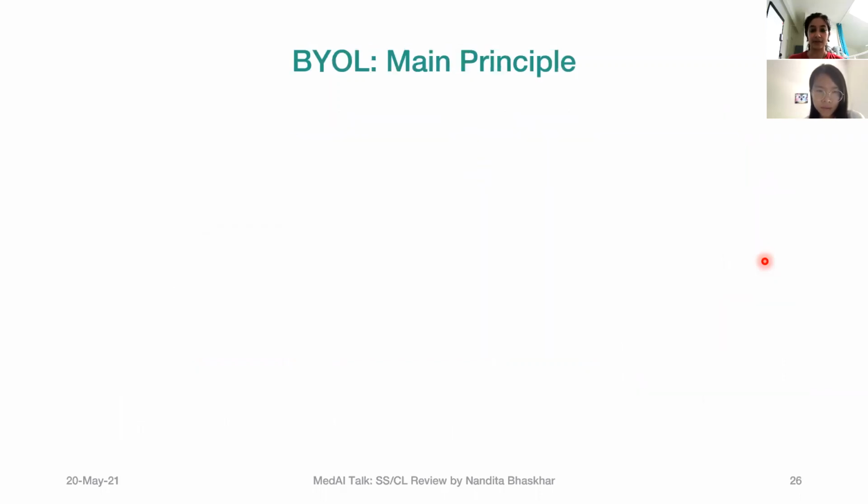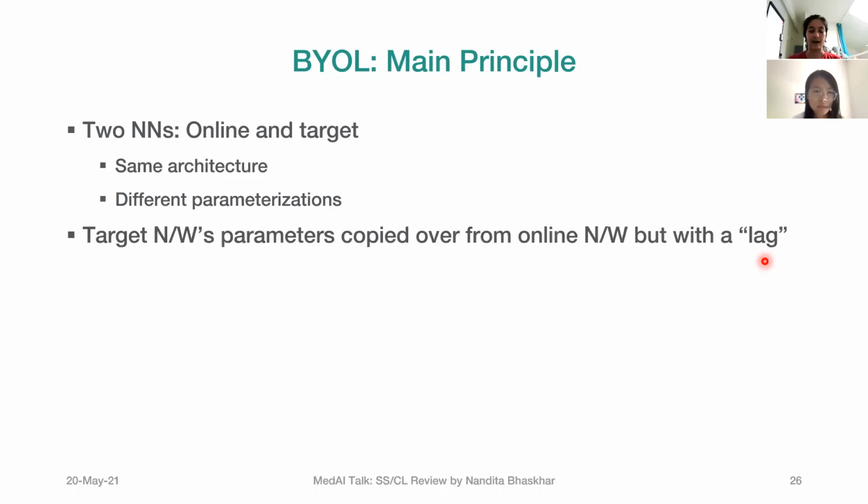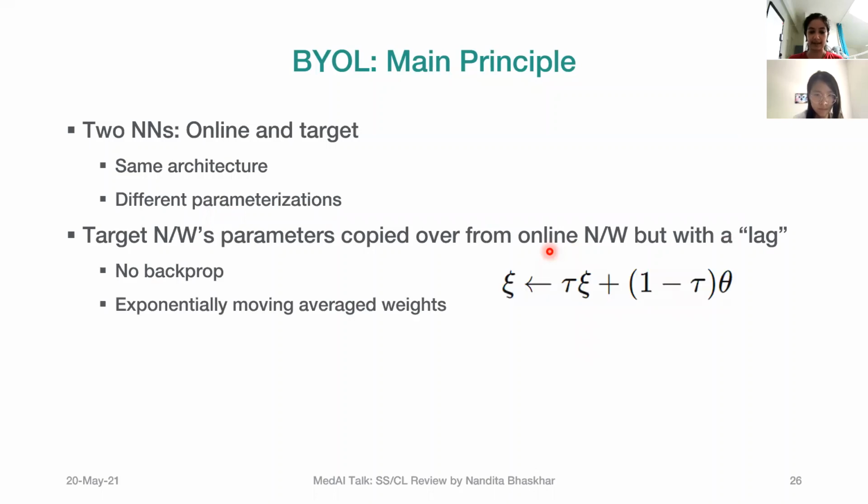So to summarize, the main principle of Bootstrap Your Own Latent is that you have two neural network pathways. One is called the online pathway and the other is called the target. They have the same architecture, but different parameterizations. The target network's parameters are copied over from the online network with a lag using the momentum contrast. You can see that the equation is practically the same as what we saw before with MoCo.